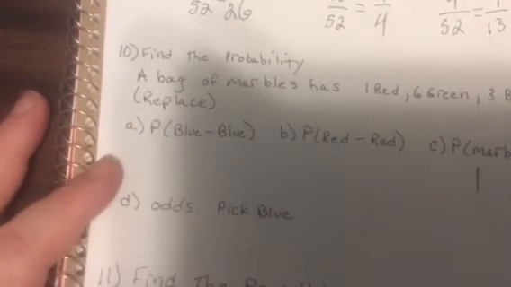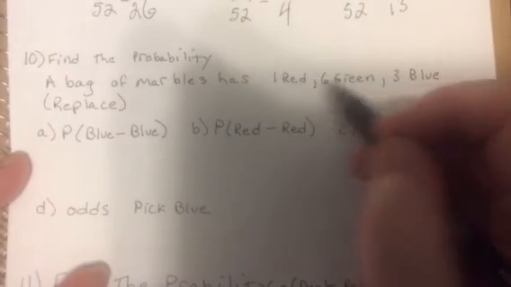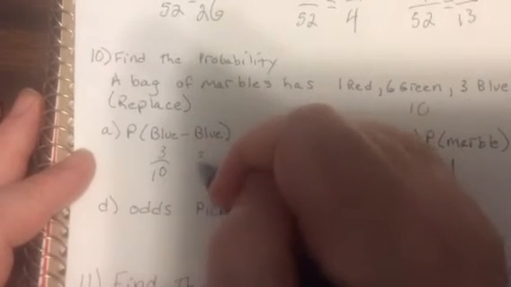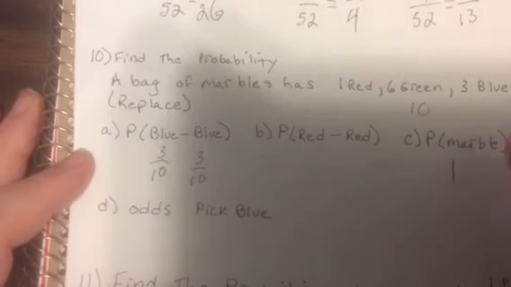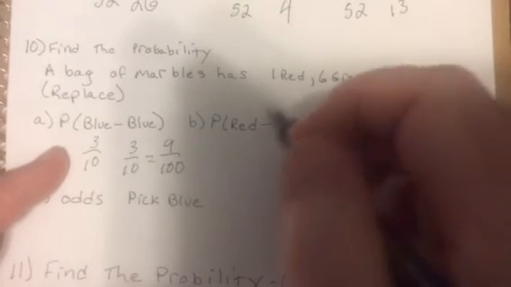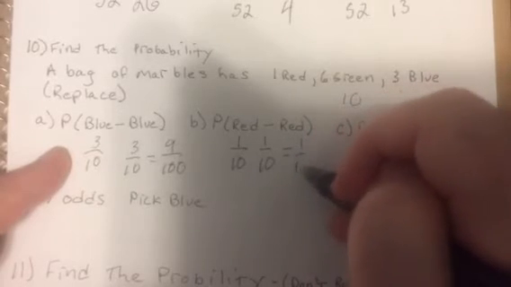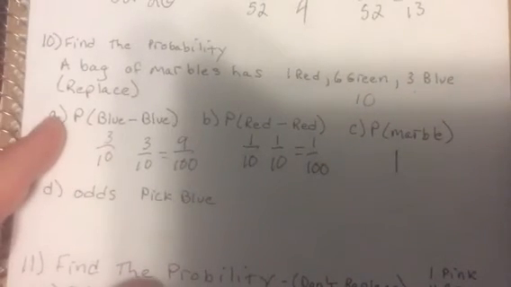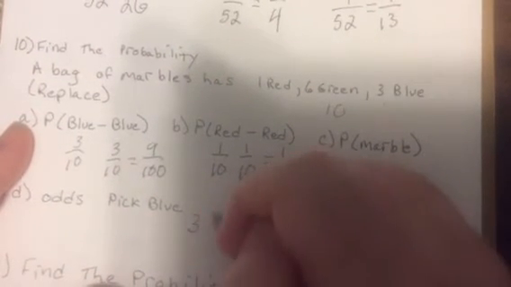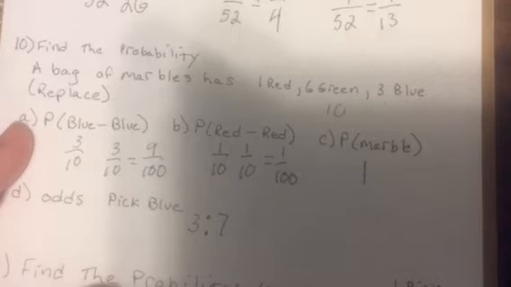So do those 3. Okay, let's see what we got. Probability blue, blue. There are 10 marbles, 3 blue, so it'd be 3 out of 10, 3 out of 10 because you're replacing the marbles. So there are always 10 marbles, so it'd be 9 out of 100 tries. Red, red: there's 1 red, but you're putting it back in when you pick it, so that'd be 1 out of 100. Now remember, odds is the number of ways it can happen compared with the number of ways it can't. There are 3 blue, and 7 marbles are not blue, so it's 3 to 7.